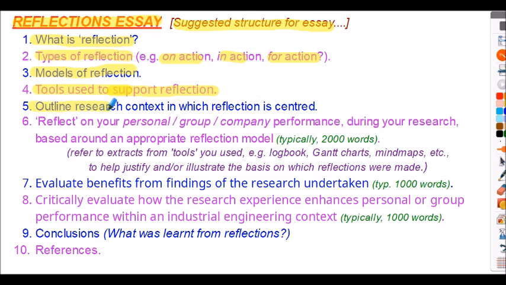I would also outline the research context in which reflection is being centred. So I would actually now put a little bit of your project in here. So we've looked at the big picture, reflection, types of reflection, models and that kind of thing, and now we're into your context and how we're going to perhaps apply them into your context. And in section 6, as I've labelled it here, this would be the main section where you would have your reflection. So this is where you reflect on your personal, group, company performance during your research. So I would encourage you to use some kind of reflection model as a basis here. Okay, so section 6 is the biggie.